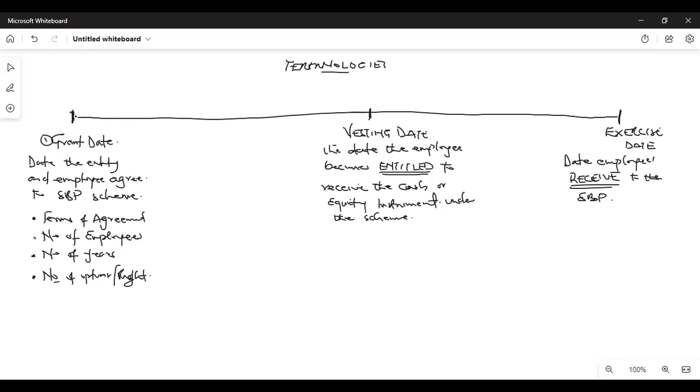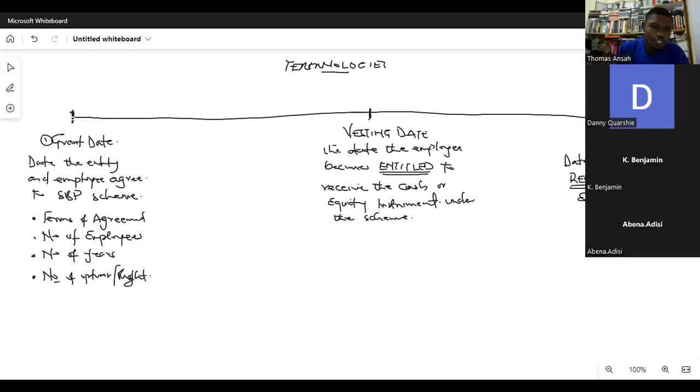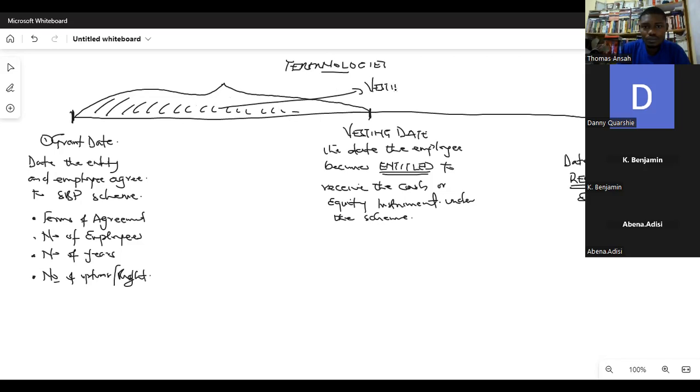Okay, so that is that. Then we talk about this period that you have, up to this period that you have, this part is called the vesting period. So that is the period.